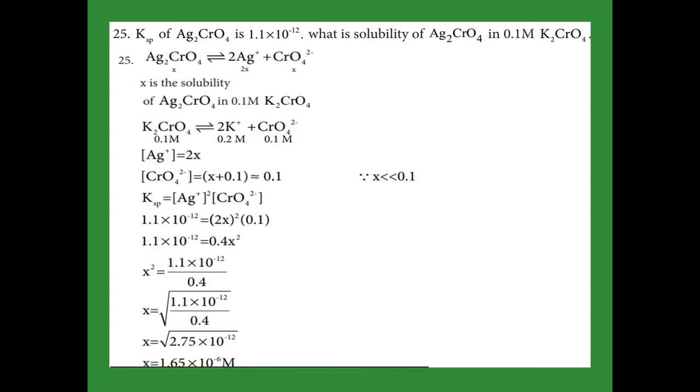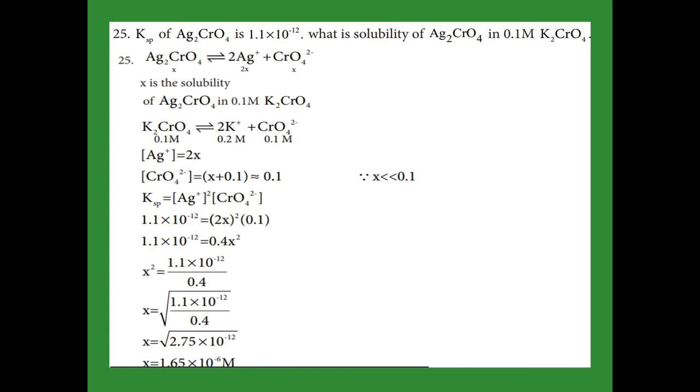Silver chromate in water is treated as Ag+, the valency of Ag is plus 1, but on the reactant side 2 silver atoms are present, so we put 2 in front of Ag+. The chromate valency is 2 minus, and on the reactant side only one chromate is present, so there is no number in front of CrO4 2-.